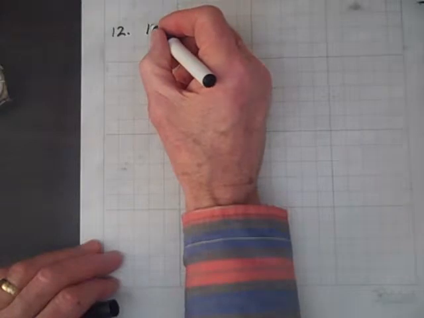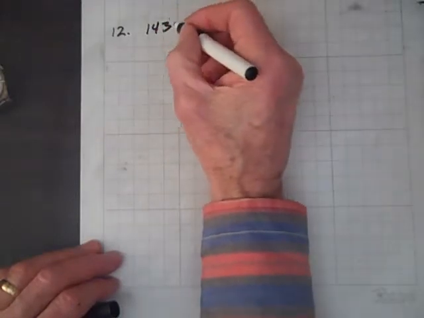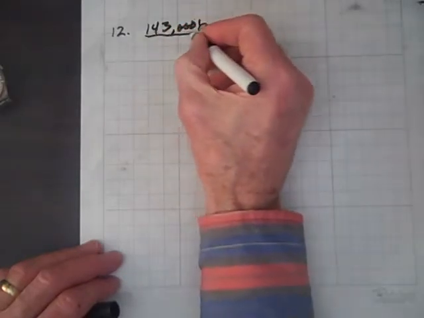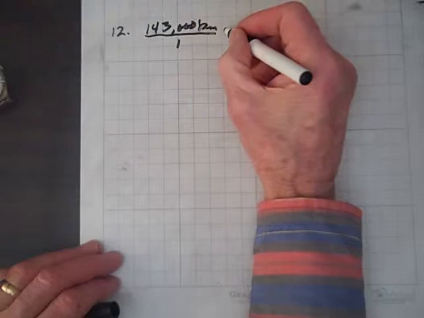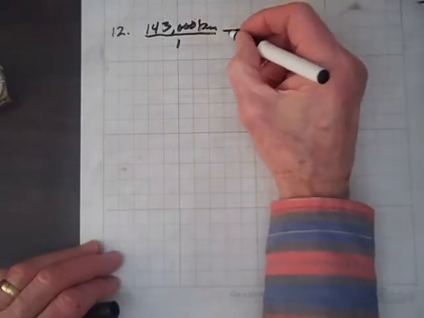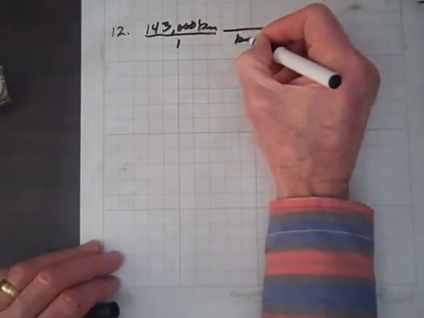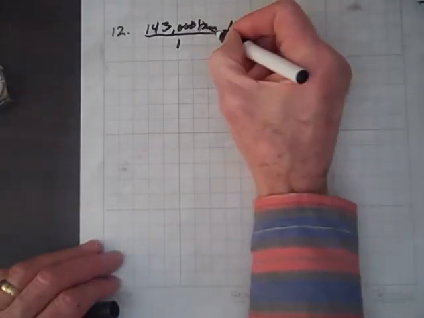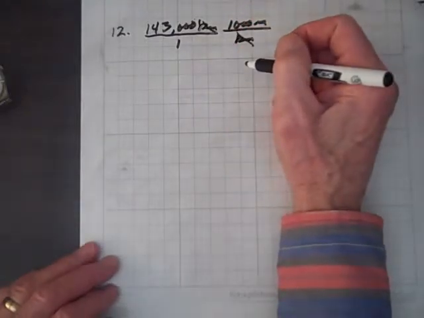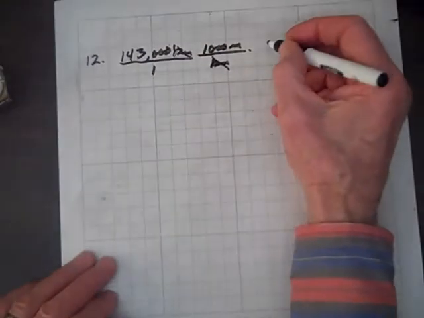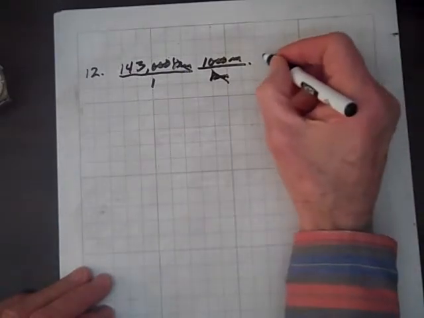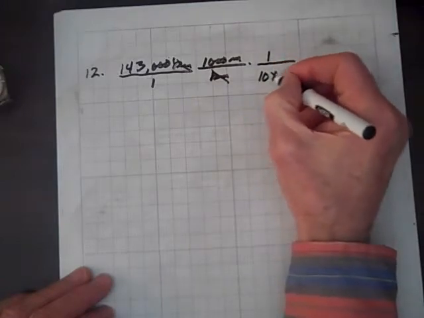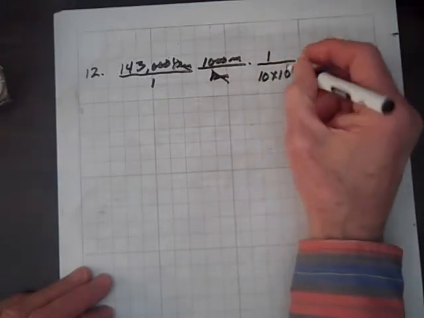Well, we've got 143,000 kilometers. And we need meters, so we know 1 kilometer corresponds to 1,000 meters. And our scale ratio is 1 over 10 times a billion, which is 10 to the 9th.